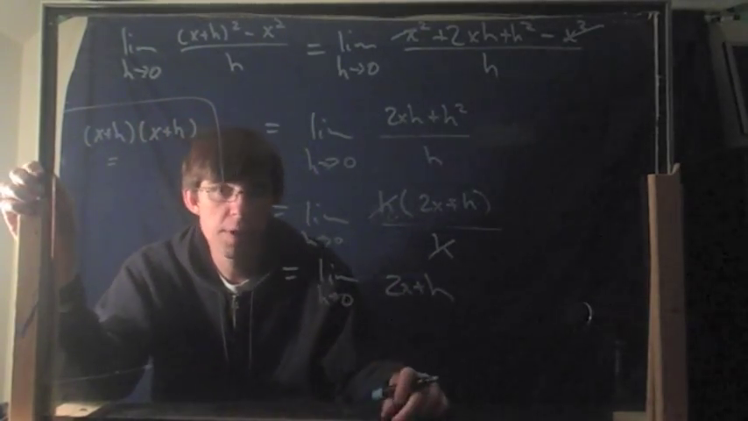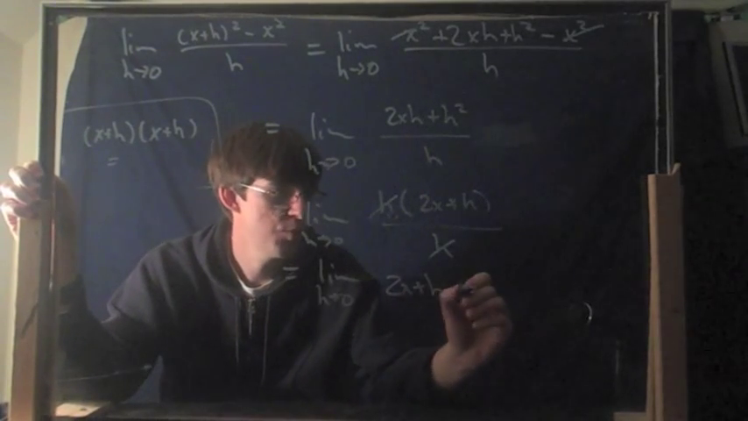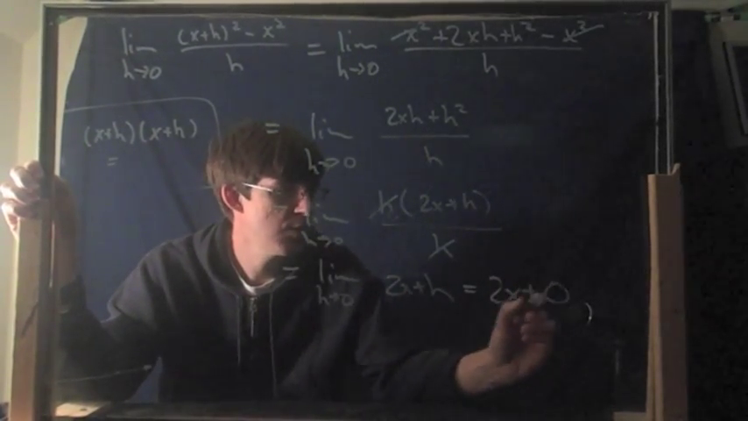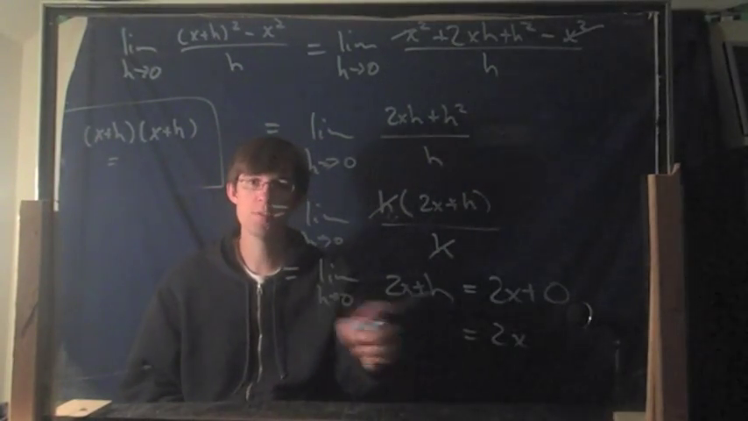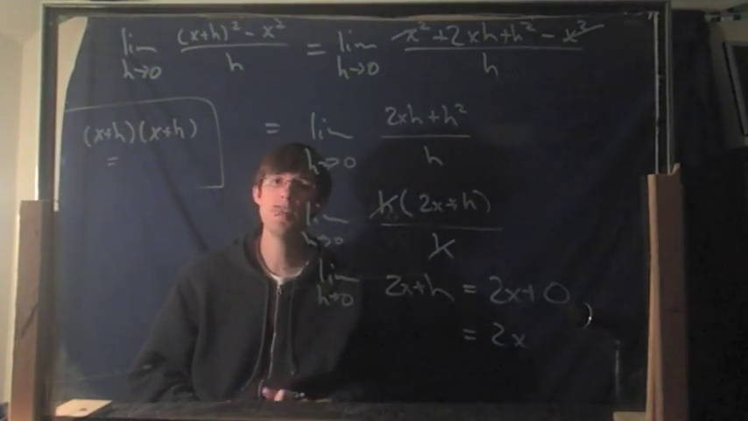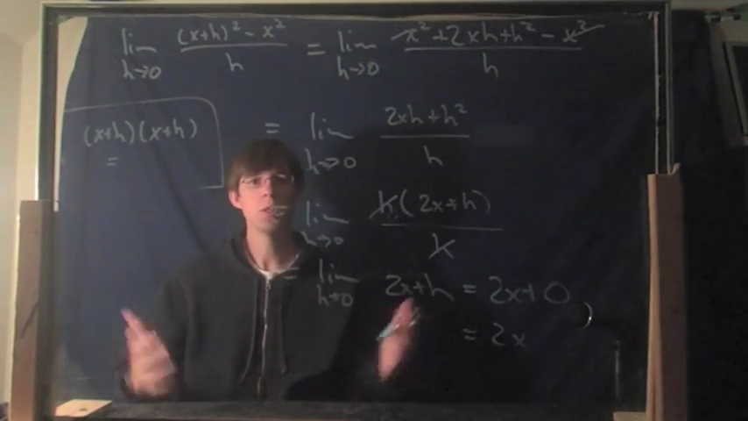And now how do you do the limit here? When you take the limit, you just plug in h equals 0. And what you get is 2x plus 0, which is 2x. How about that? That's what I said it should be, right? The derivative of x squared turns out to be 2x. There you go.